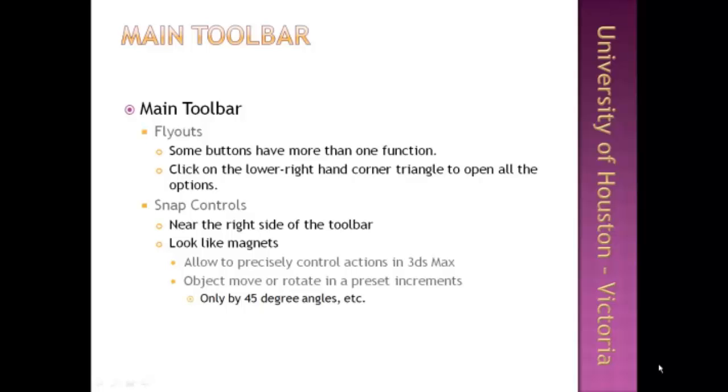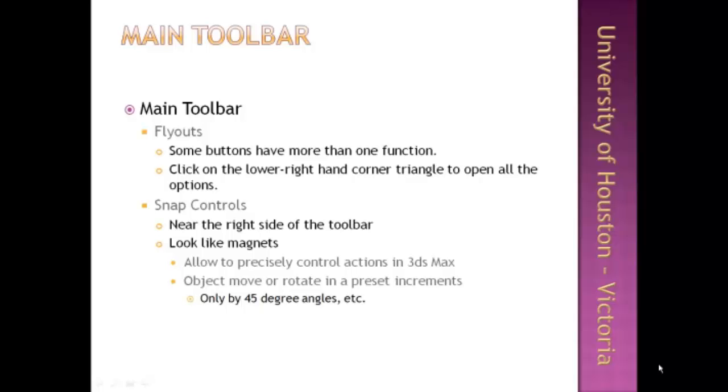Okay, another option of tools that you have in 3ds Max is the main toolbar. I'll go over this main toolbar on the interface again, but a couple of things that are important are the flyouts. Those are the icons or items on the main toolbar that have more than one function, so they're stacked on top of each other, and you see only one icon. Those icons usually have a small triangle or a little line at the lower right corner of their icon on the toolbar.